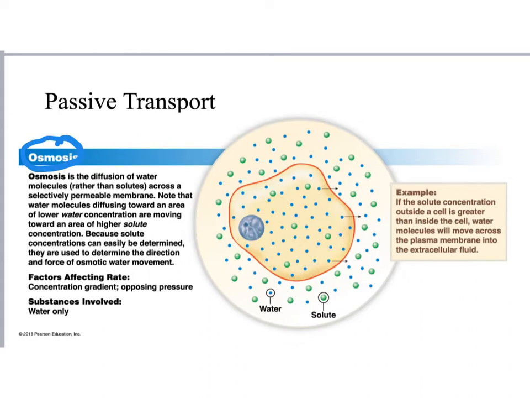So if we look at the picture here, inside the cell there are more water molecules. If we just took a ratio of water to solute, the green is the solute.